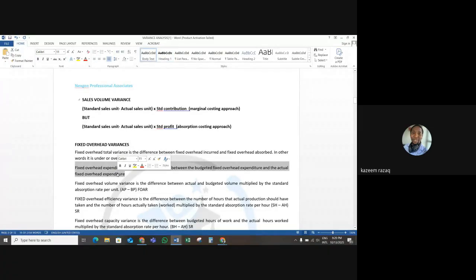Fixed overhead expenditure variance. For the expenditure, don't forget. Now, let me explain why we are using budget for this one. Fixed cost is fixed regardless of the level of activity, right? Am I right?